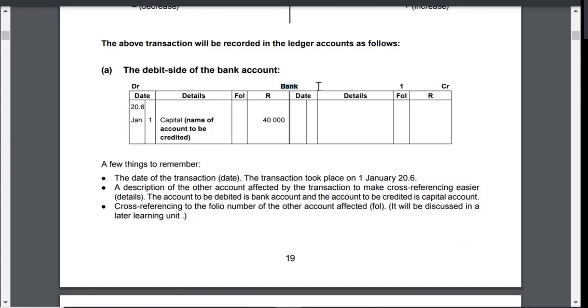And if you're looking at an asset, which is the bank account, especially now, I don't know if your learning unit is hard copy or electronic. Are you looking at an electronic copy?